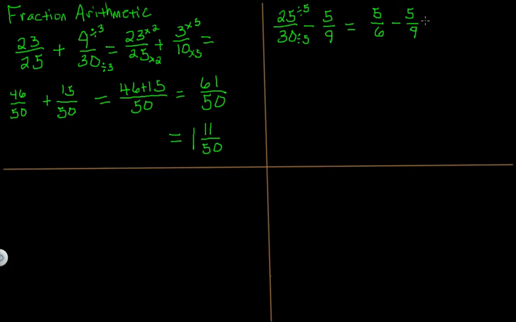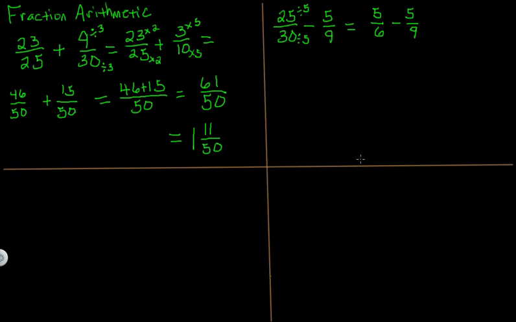And to subtract, we have to find common denominators. So we need a common denominator between 6 and 9. So to find the common denominator, we would need to find the least common multiple between 6 and 9.